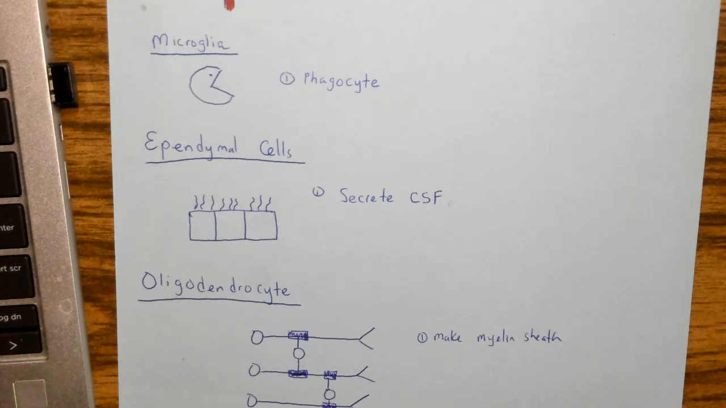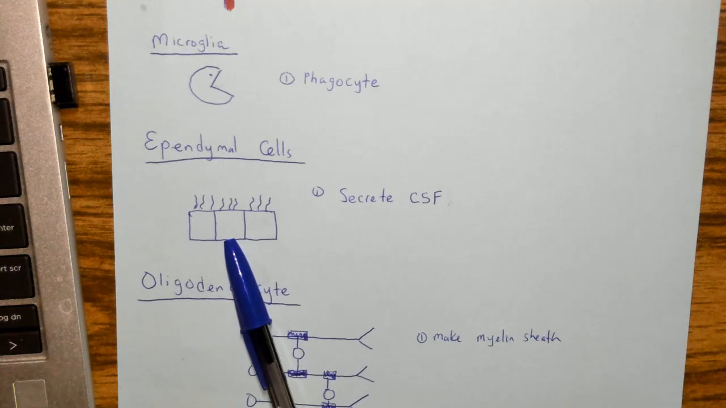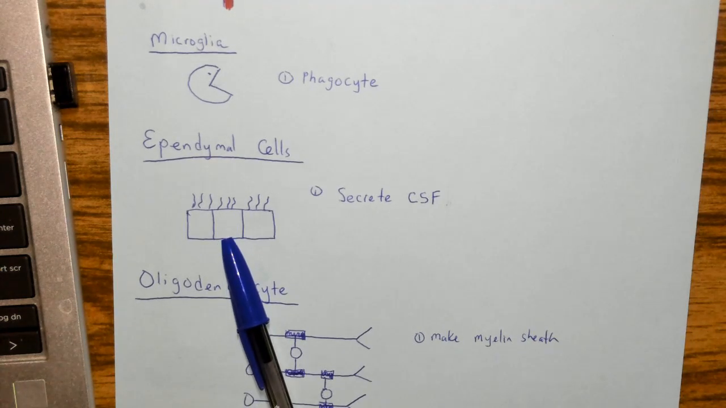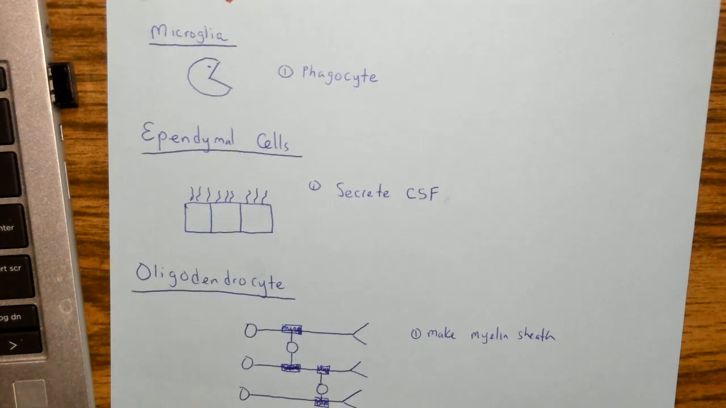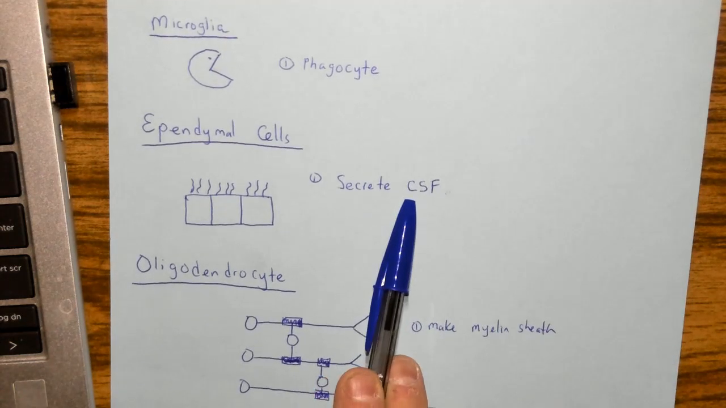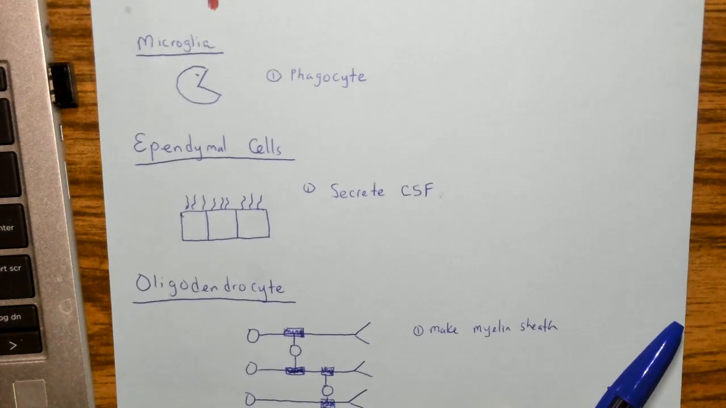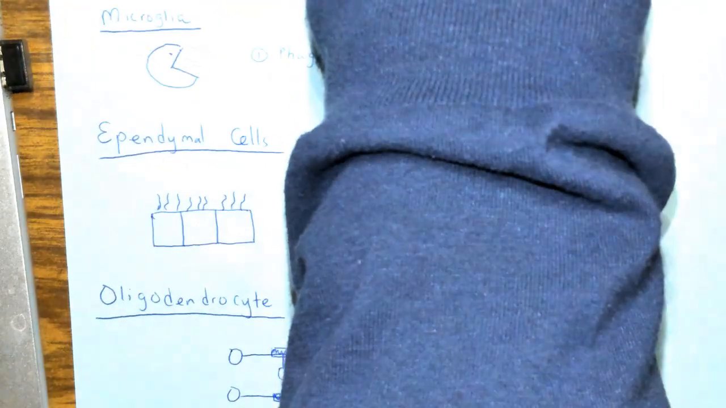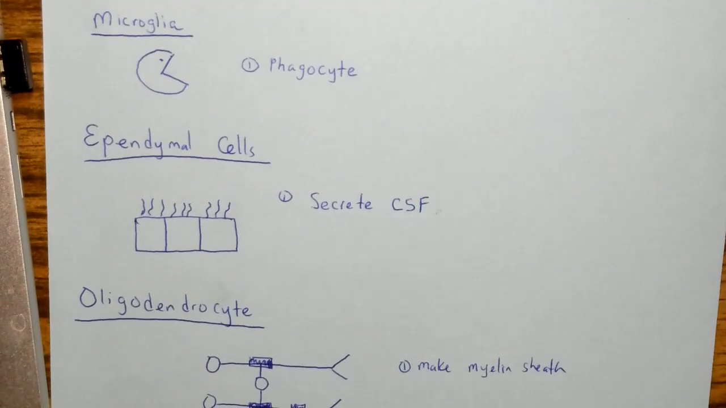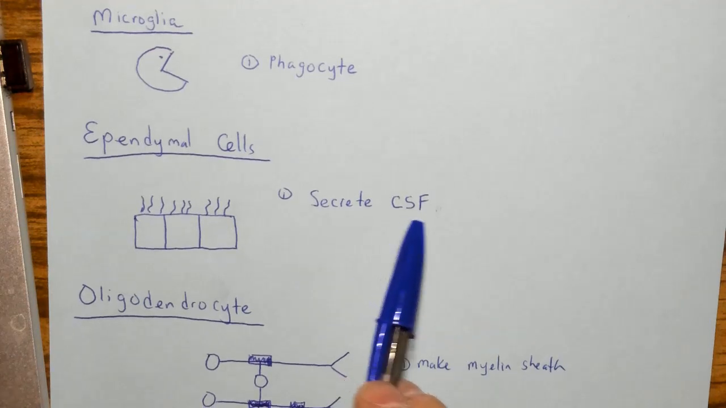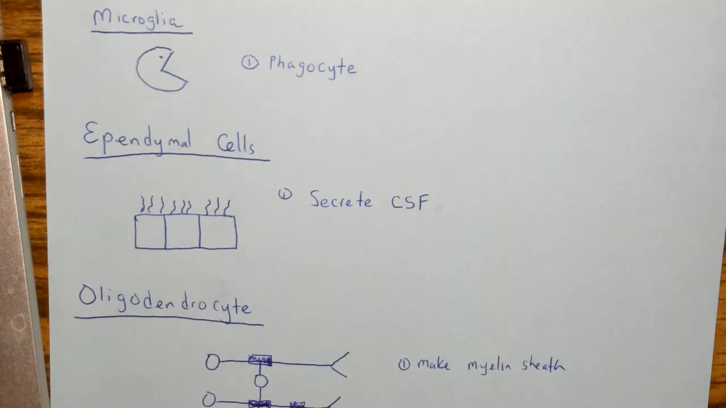Ependymal cells are cells located in the lateral ventricle. You guys don't know what the lateral ventricle is, but we will shortly when we dissect the brain next week. These cells are located in the ventricle, which is a hole in the brain, and they secrete cerebral spinal fluid. Cerebral spinal fluid acts as a lubrication. More importantly, it acts as a cushion. It cushions your brain if you ever get hit in the brain.